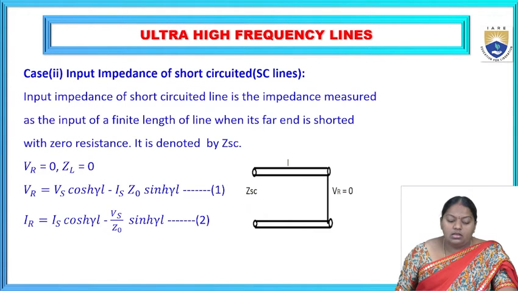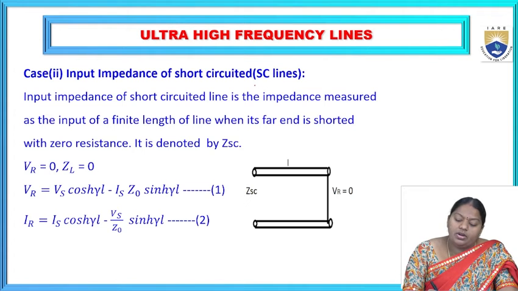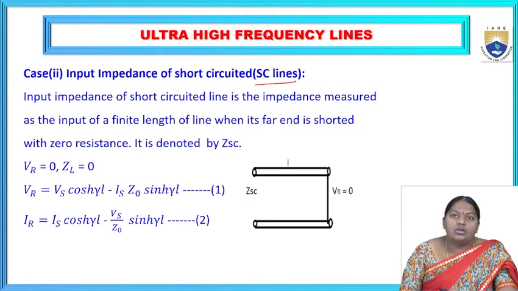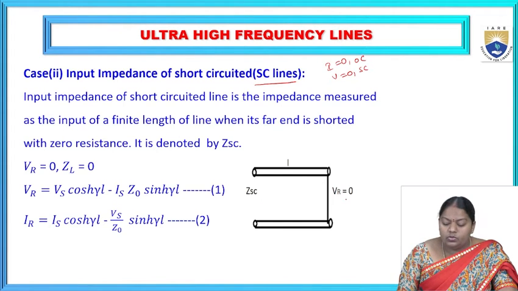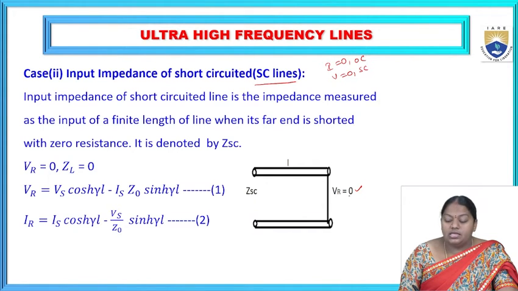Next, the second case is the input impedance of short circuited lines, or SC lines for short. Just now we have seen that if the current I is equal to 0, it acts like an open circuit. When V is equal to 0, it acts like a short circuit. Hence, the far end is to be considered as a short end. That's why VR is equal to 0. In the previous OC lines case, IR was equal to 0. Now for SC lines, VR is equal to 0.